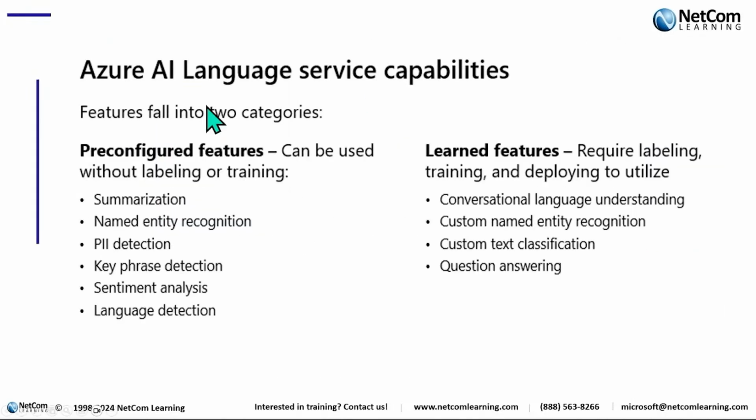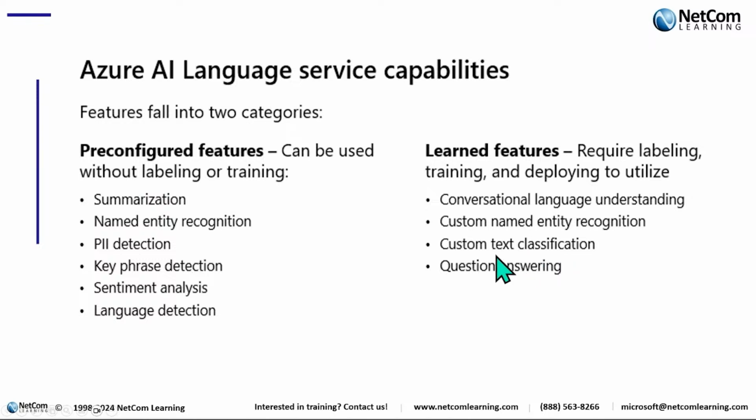So as I stated, when it comes to AI language services, there are two broad categories. One is the pre-configured category, and the other one is the learned feature. That is where you will have to train. You'll have to bring in your own data, because your pre-configured categories come with their own extensive training and experience. So you can, of course, work with the learned features that are available and perform CLU, custom named entities, custom text classification, Q&A, and so on.